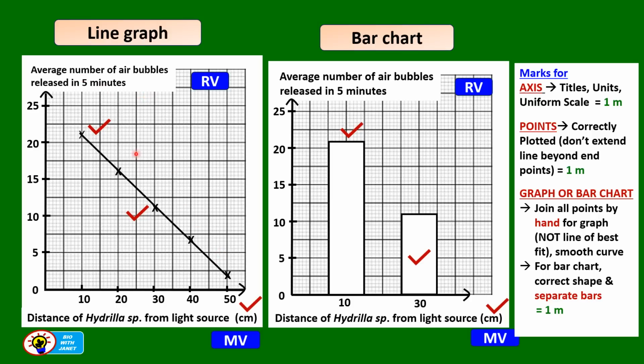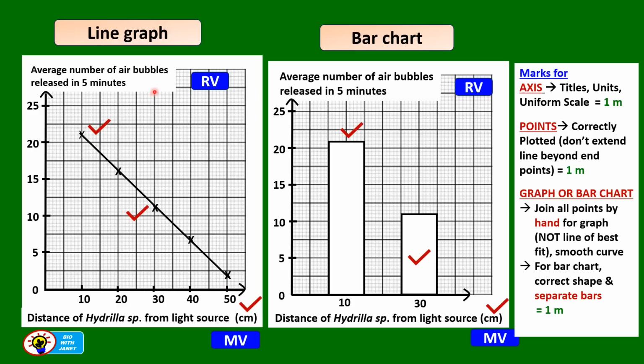So to plot the graph, first of all, let's see what are the marks for. You must draw the axis, you must draw the line for the vertical axis and horizontal axis, and then write down the titles, based on the question. The titles for the RV, this is the RV, against the MV. The MV is the one that is on the horizontal axis, which is the distance of Hydrilla species from light source in cm. So copy the titles exactly from the question that's given to you and put in the units, right?